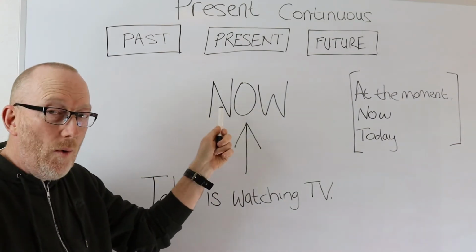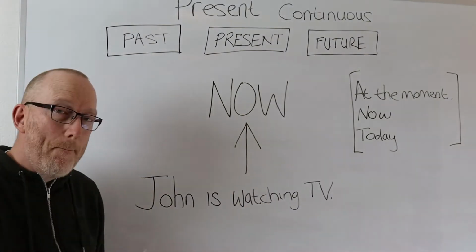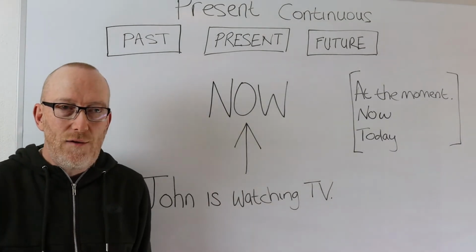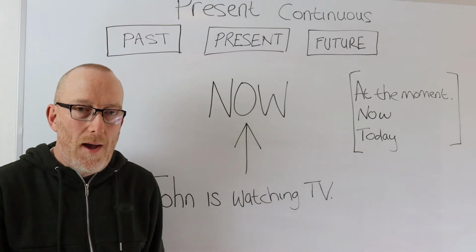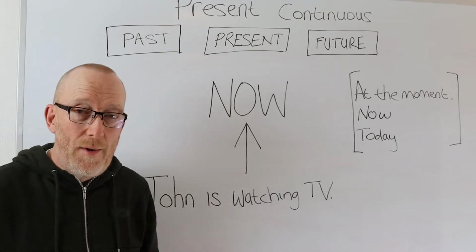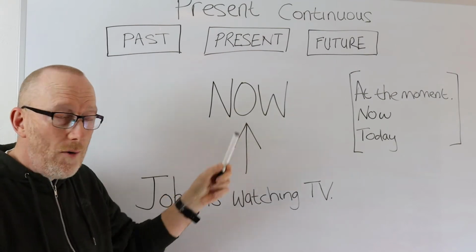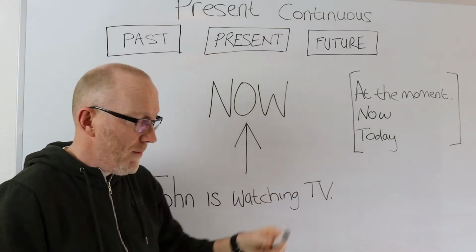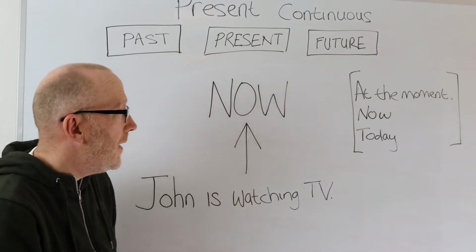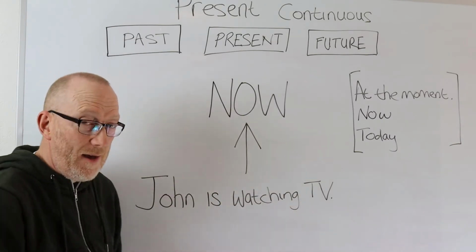He's doing it now, yeah? So the form is the same. John is watching TV. But to actually use this tense more precisely, we need to add more vocabulary, perhaps some kind of marker in time. So some of the most common time markers that would be used to describe what you're doing now might be at the moment. John is watching TV at the moment. An easy one to remember is simply now. John is watching TV now.